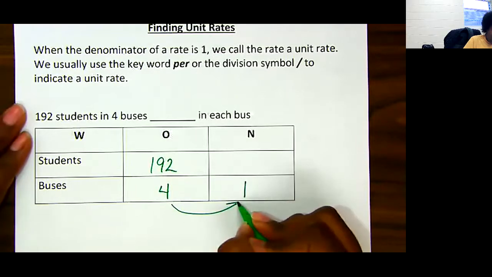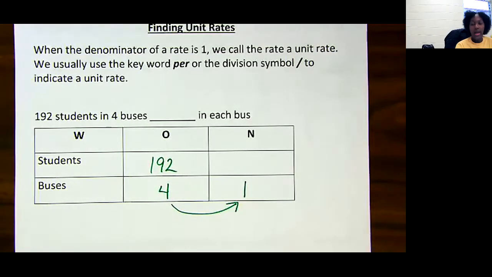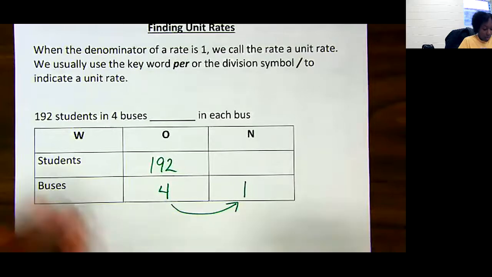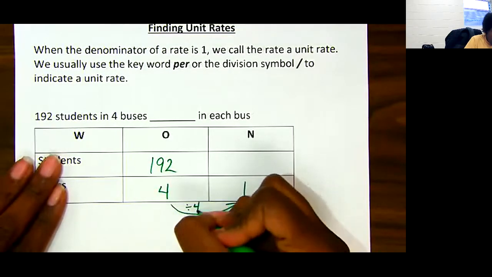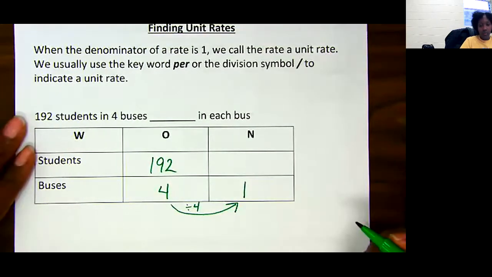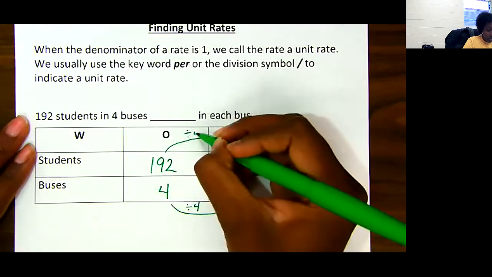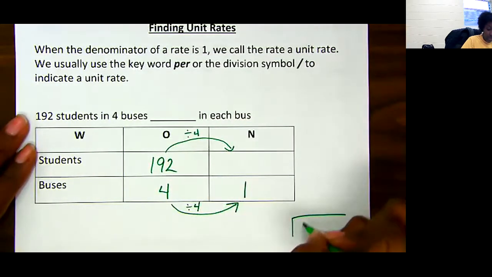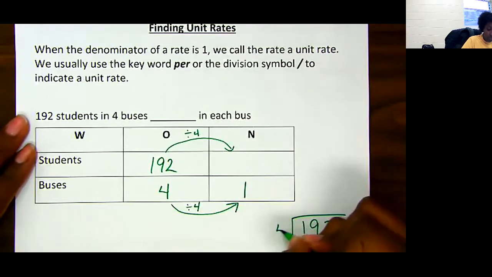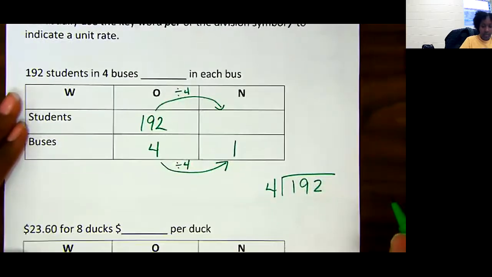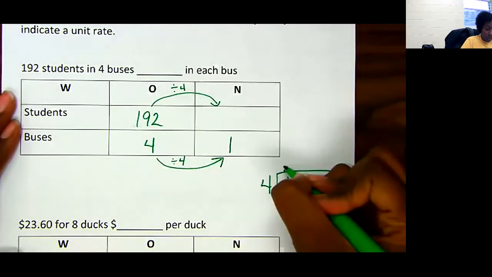How did I get from 4 to 1? I know that my number went down, so I either subtracted or I divided. Usually with these types of tables, we probably divided. 4 divided by 4 will give me 1. So if I divide the top by 4, I should be able to get my answer. So I'm going to set that up. 4 can't go into 1.